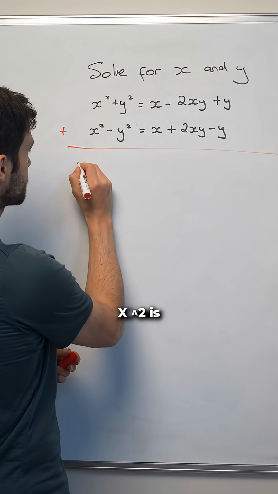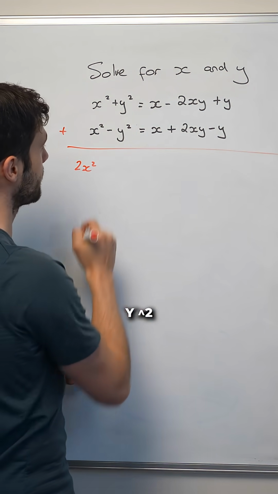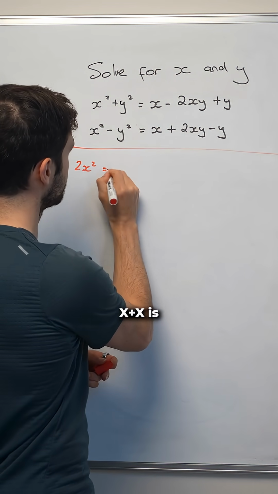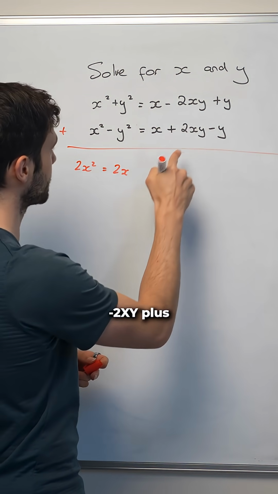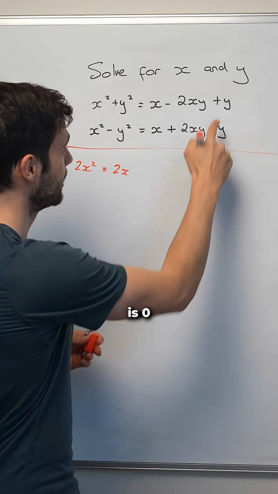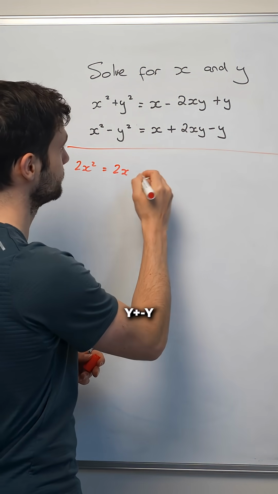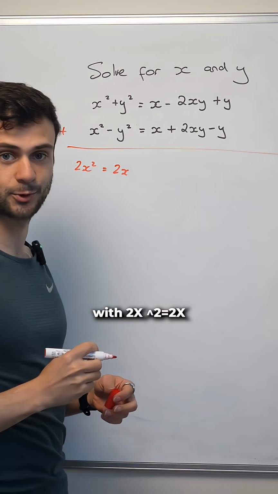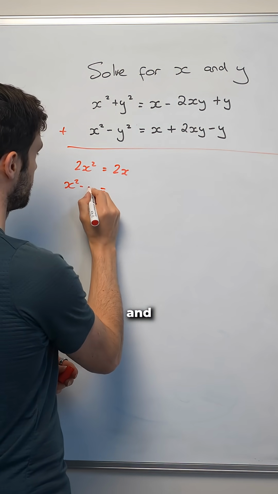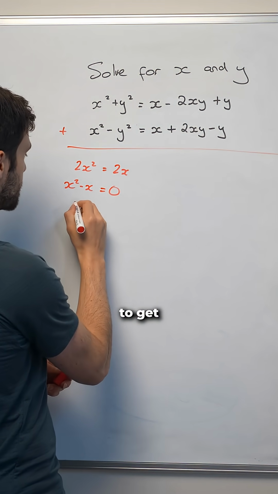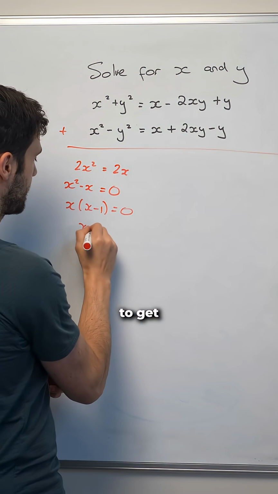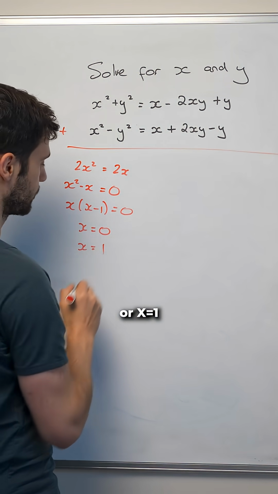We get x squared plus x squared is 2x squared. y squared plus negative y squared is 0. x plus x is 2x. Minus 2xy plus positive 2xy is 0. y plus negative y, also 0. So we're just left with 2x squared is equal to 2x. So we can go ahead and solve that equation to get x equals 0 or x equals 1.